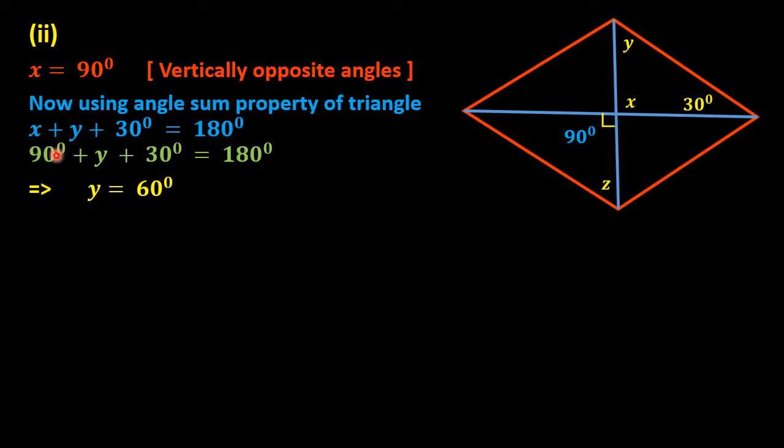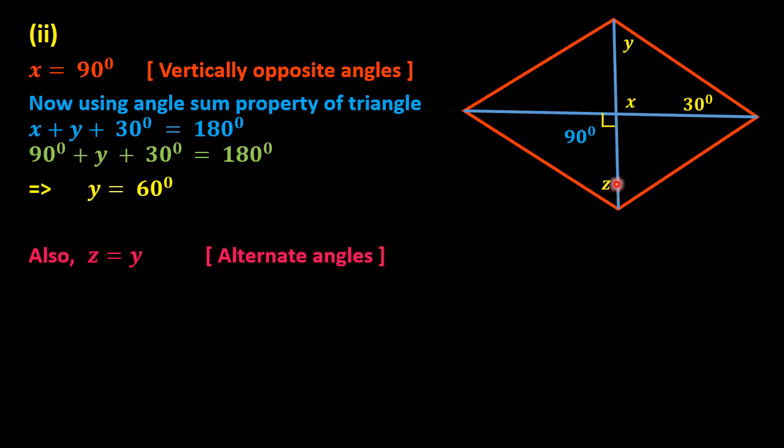Because 90 degree plus 30 degree is 120 degree. And when we shift to the right hand side, it will be 180 degree minus 120 degree. After subtraction, we get 60 degree. So we have got the value for y which is 60 degree. Now the remaining is z.